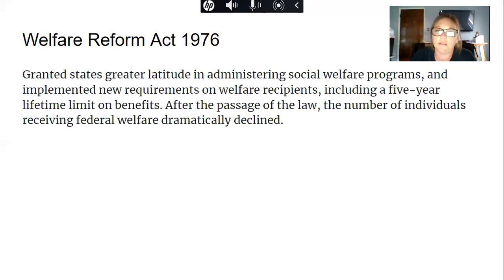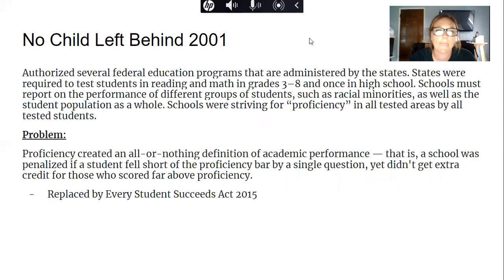And again, what it really does is create a dramatic decline in the number of people that are receiving welfare benefits at this time. Okay, that brings us to No Child Left Behind, which I touched on a little bit in class when I was reviewing for this last week. This was from 2001, under George Bush Jr.